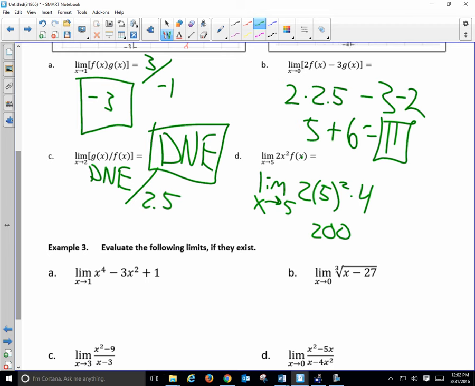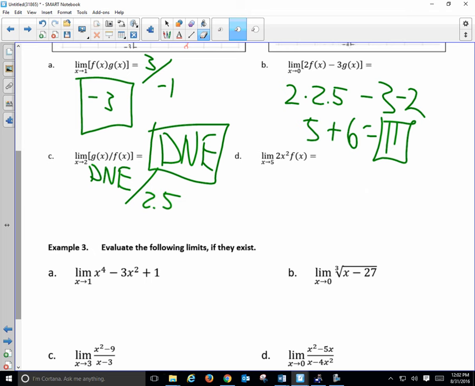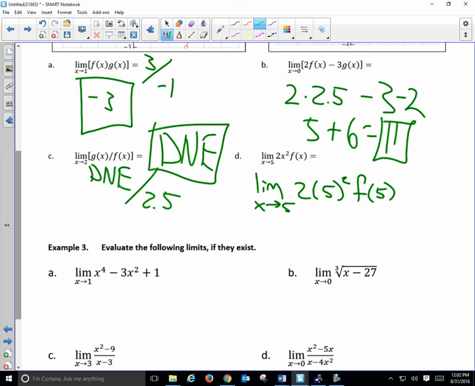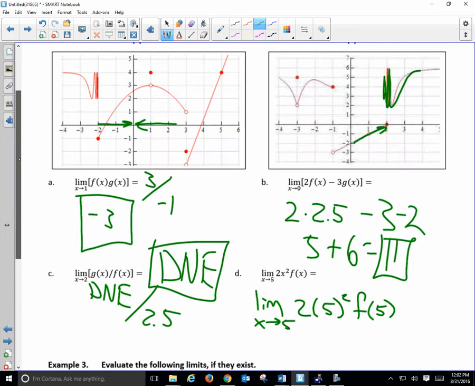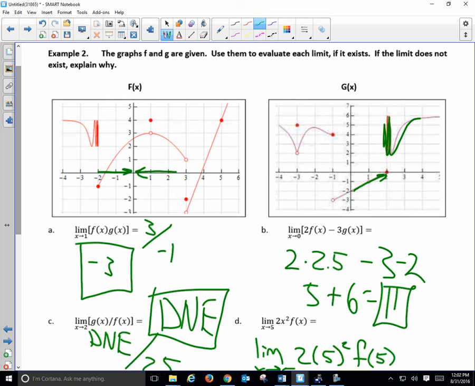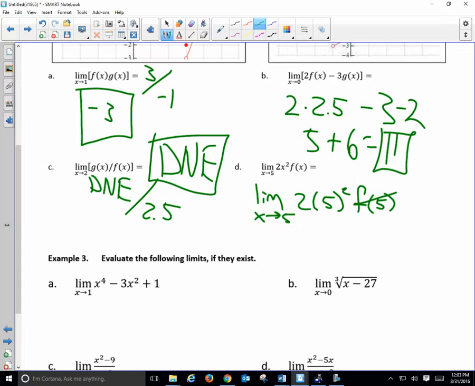Okay, we'll try one more time. If I substitute 5 in for x, I get the limit as x goes to 5 of 2 times 5 squared times f of 5. So I need to find the limit of the function as x approaches 5. And as you look at that right here, as x approaches 5, the limit approaches 4. So therefore, this part right here is 4, and we get 200.